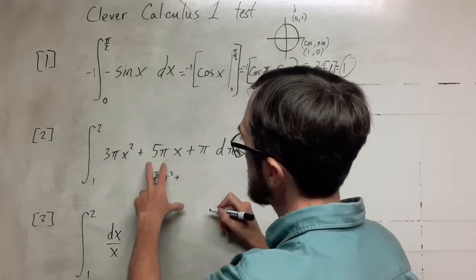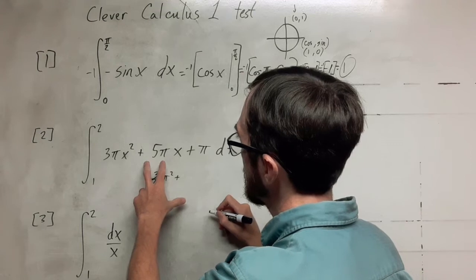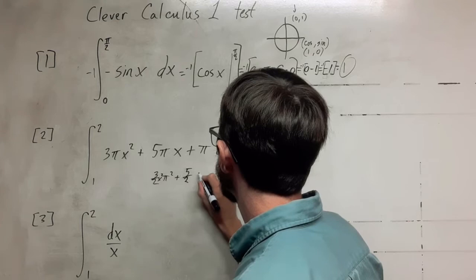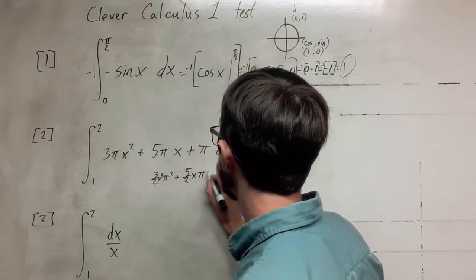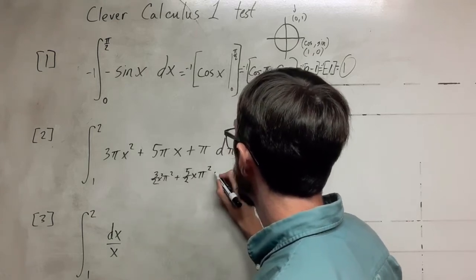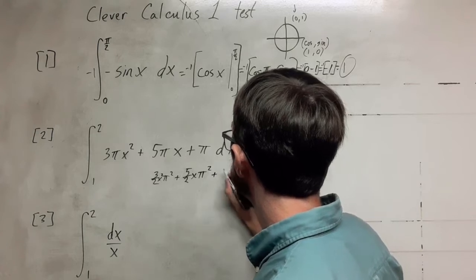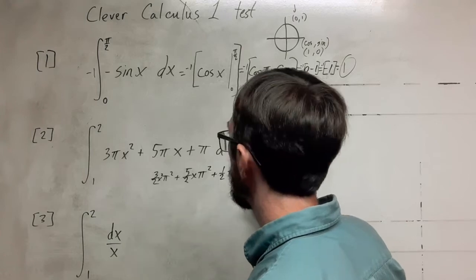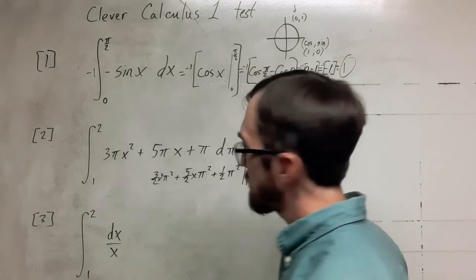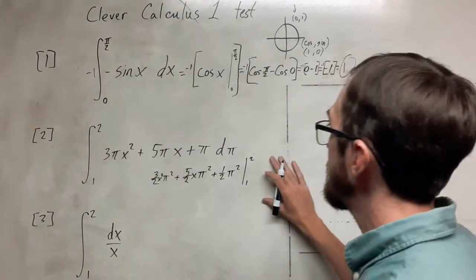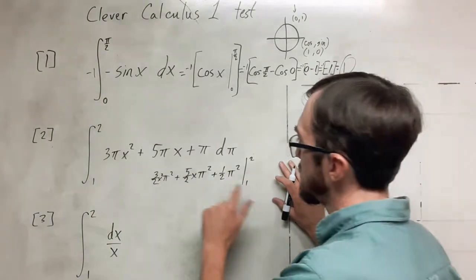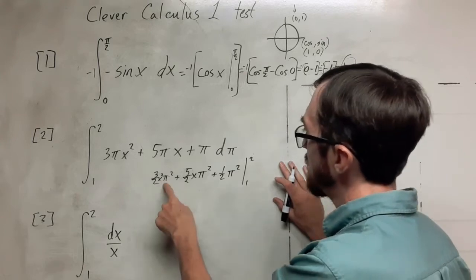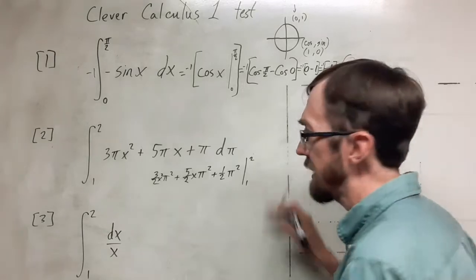And then very similarly here, we are going to have 5/2 x times pi squared plus 1/2 pi squared, and then we're going to evaluate that from 1 to 2, keeping in mind that pi is our variable. In here we're going to put 2 wherever we have a pi.